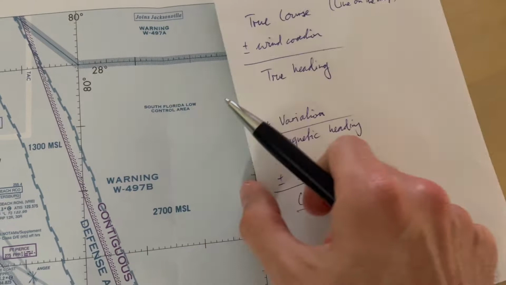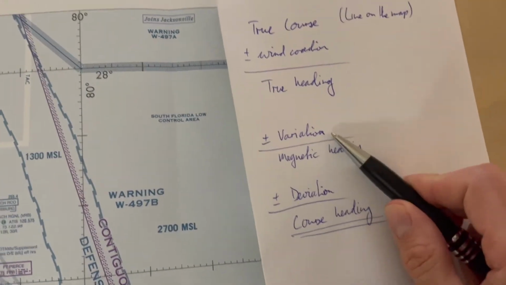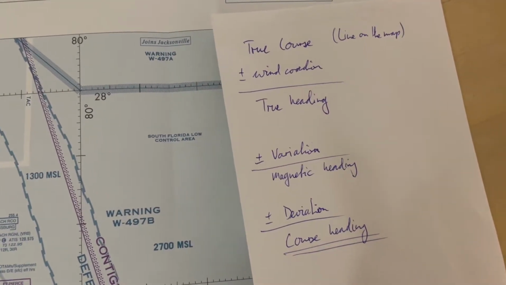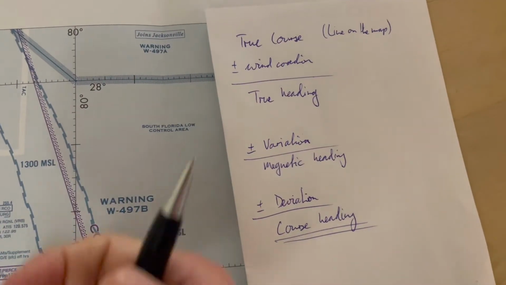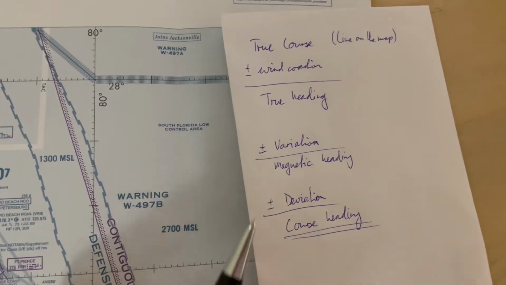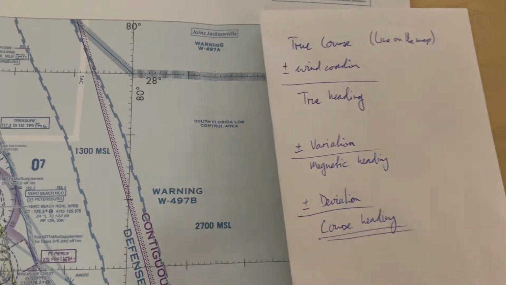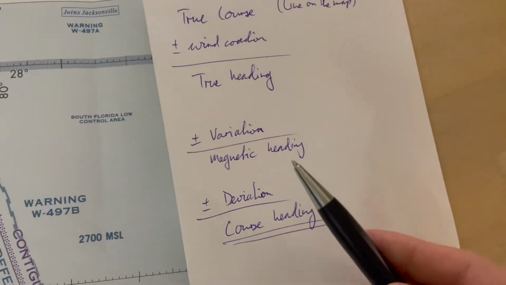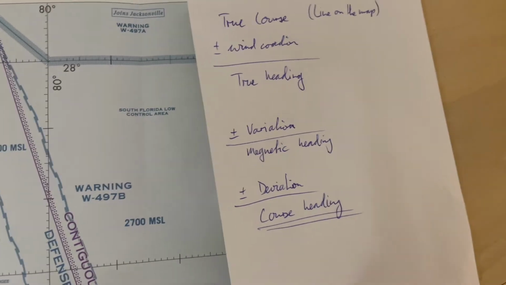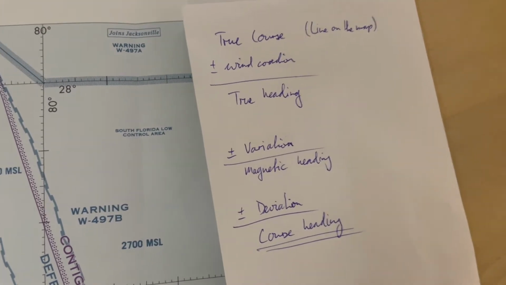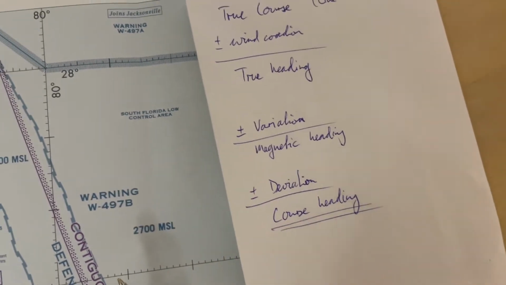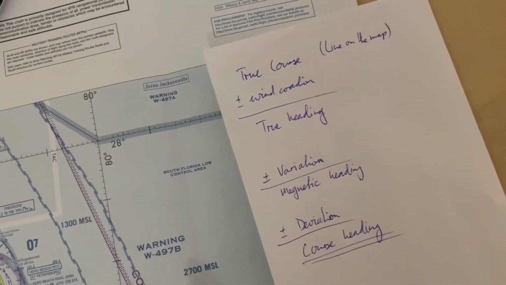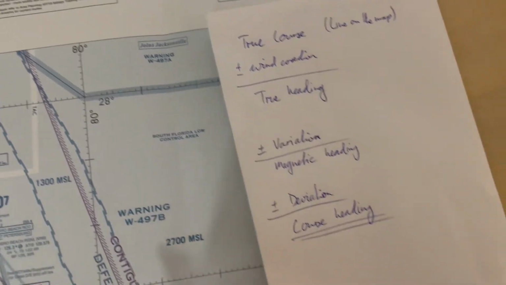What is the variation? The variation is the difference between the true north, the true North Pole, which is the North Pole that all our maps aim towards, and the actual magnetic North Pole, which is not the same. If you're interested in that aspect of science, please watch one of the many YouTube videos that are available.